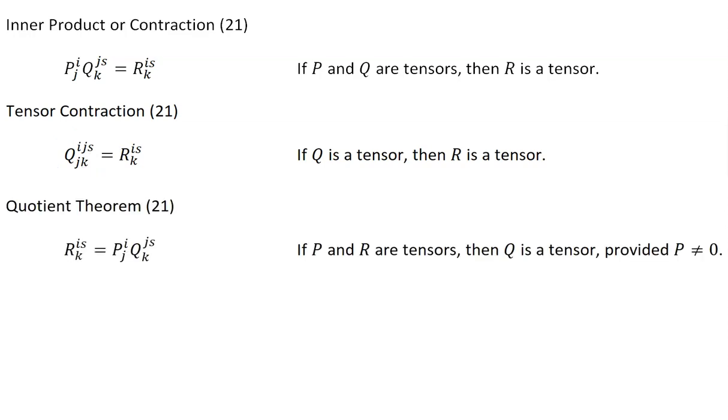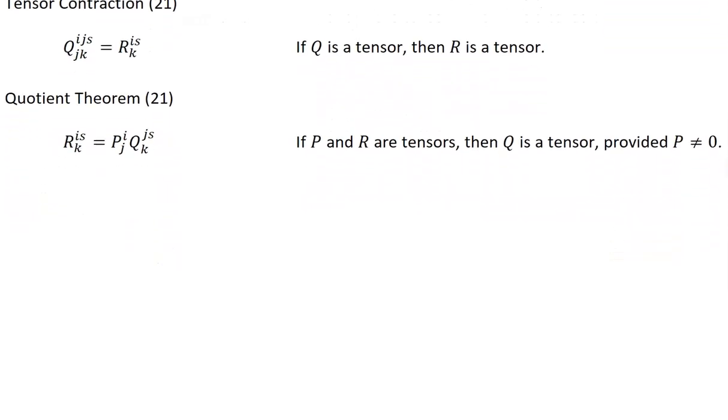Next, we introduced the quotient theorem. Here, if we start with 2 known tensors and multiply them together, we know we'll get a tensor. Well, the quotient theorem is just the converse of that. If we start with a known product that is a tensor, and we know that one of the factors is a tensor that is not equal to 0, then we can conclude that the remaining factor is a tensor as well. This is a very important result that gives us an additional way to determine if something's a tensor, and we make frequent use of it in future videos.